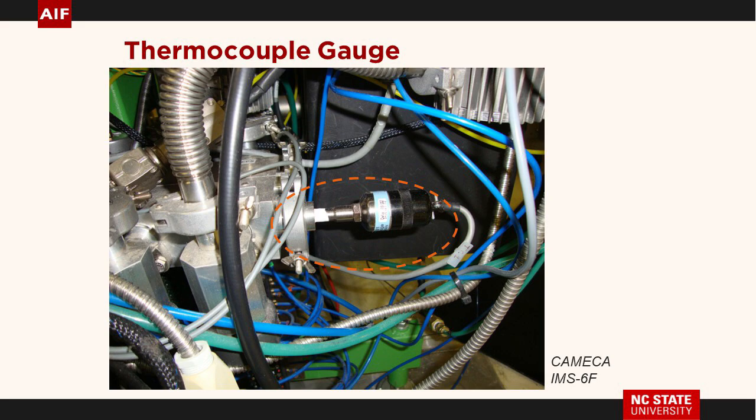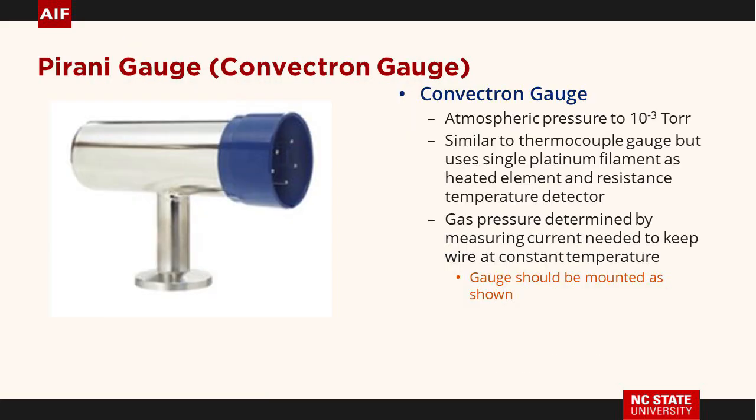Here's an example of one. This is on a couple $1 million instrument, same old little gauge. Now there's another one which is similar. It's called a Pirani gauge or convectron gauge, and you see this fairly often also. One wire. It uses a single platinum filament. Hey, I think we've got that over there somewhere. We'll have to look for it.